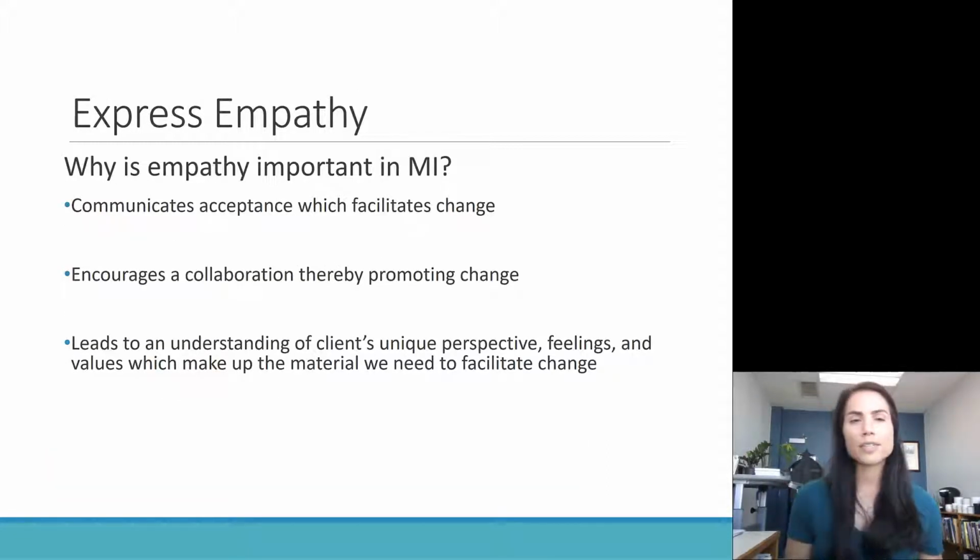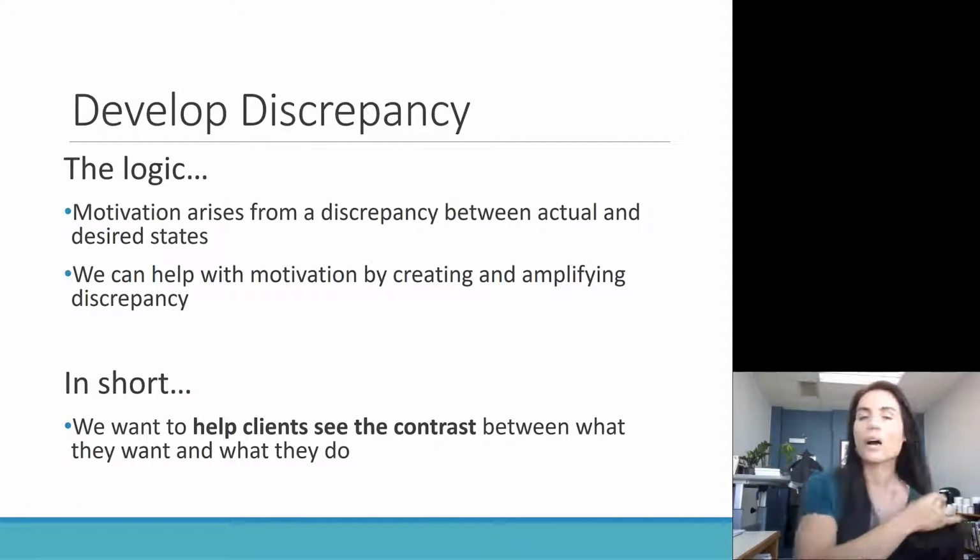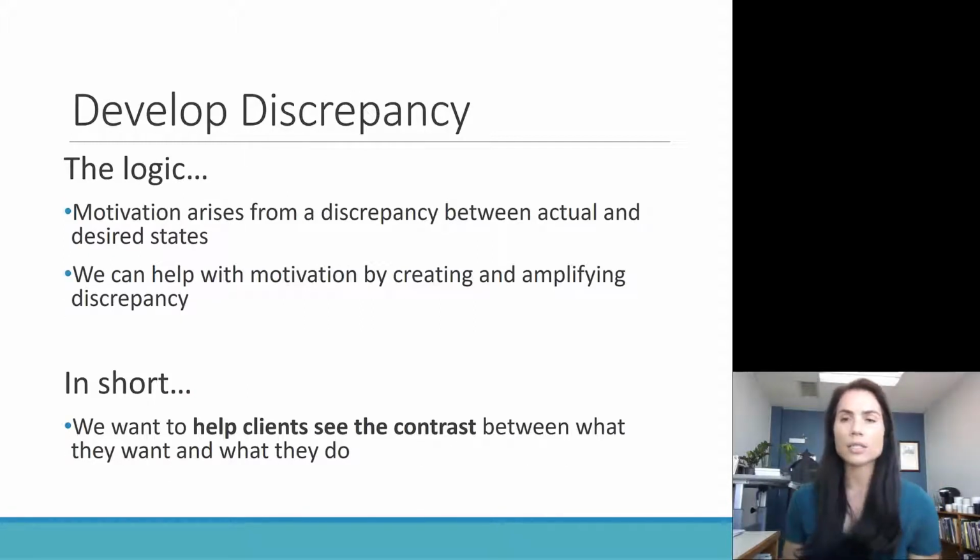So another few reasons why empathy is important in MI is that it communicates acceptance and facilitates change. Again, it encourages collaboration and it leads to their unique perspective. So making sure we understand those things is really important. All right, developing discrepancy. So this is important.